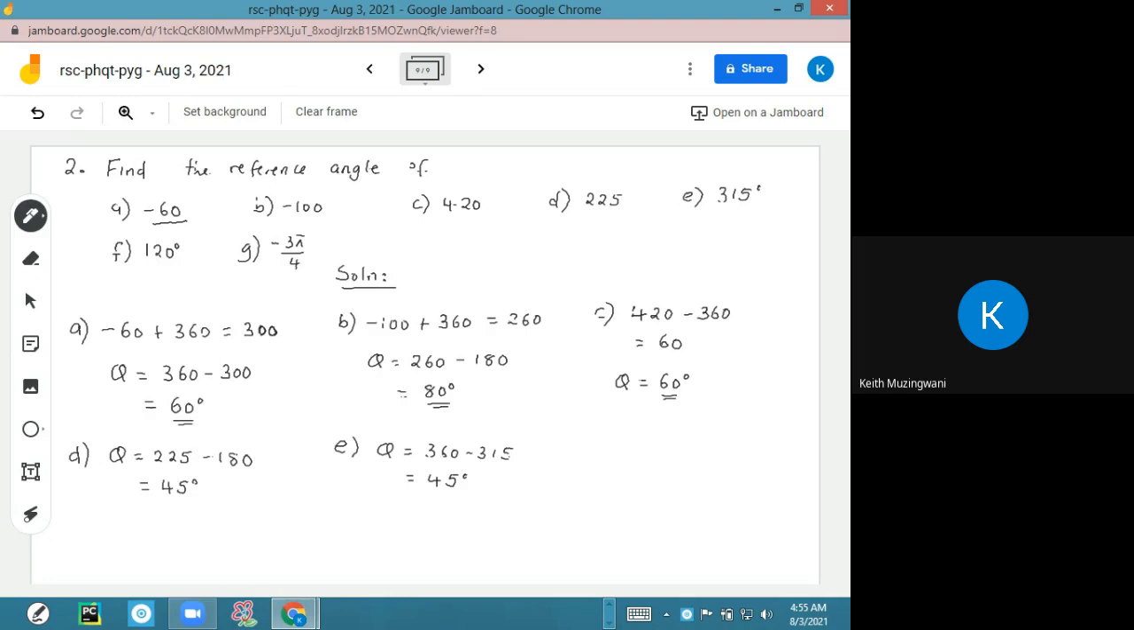No need of coterminal because we are within the required range. If 120 lies in the second quadrant, so you say 180 minus 120. This is giving us 60. Now we are dealing with negative 3 pi over 4.